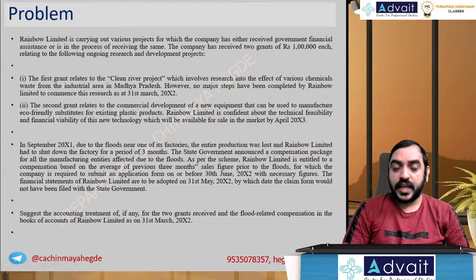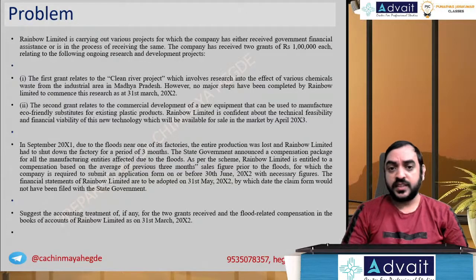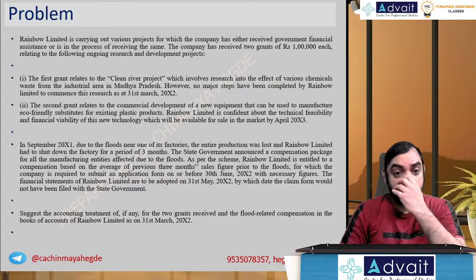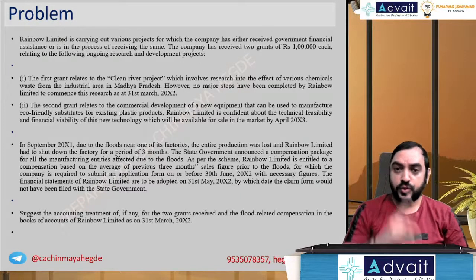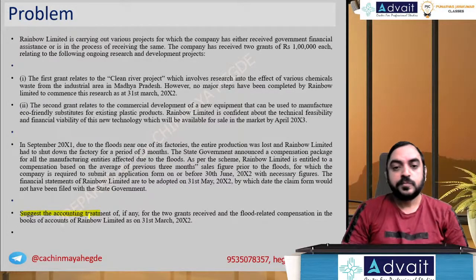Rainbow Limited is carrying out various projects for which the company has either received government grant, financial assistance, or is in the process of receiving the same. The company has received 2 grants of rupees 1 lakh each relating to the following ongoing research and development projects. So 2 grants are received. Basically, we should suggest the accounting treatment.